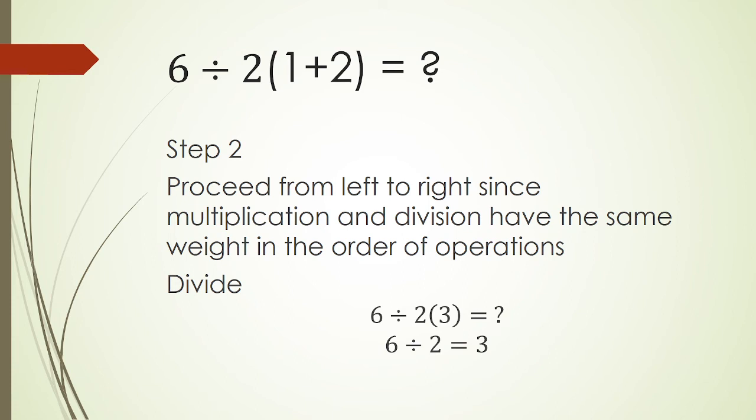Ang ginagawa nung iba is to multiply first 2 and 3 to get 6. No? So, 2 times 3 is 6. And then, after that, they proceed to division. So, 6 divided by 6 is 1. So, ang 1 is a wrong answer, no? So, hindi po 1 ang tamang sagot.